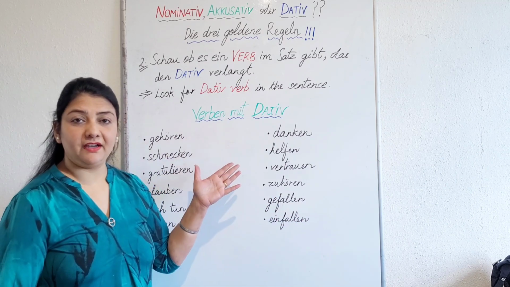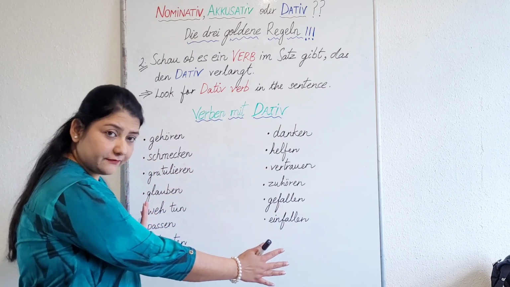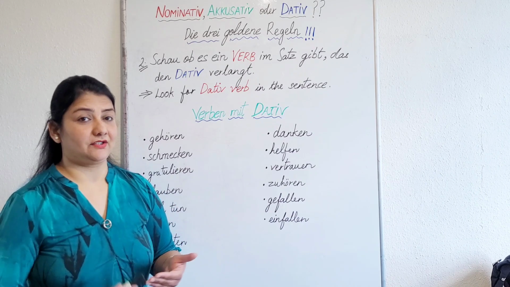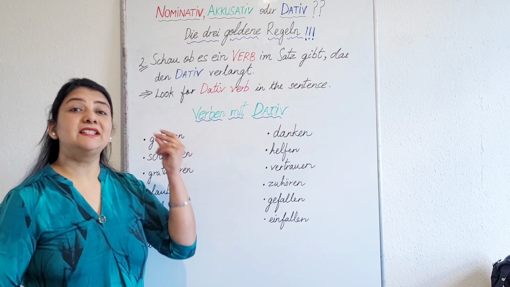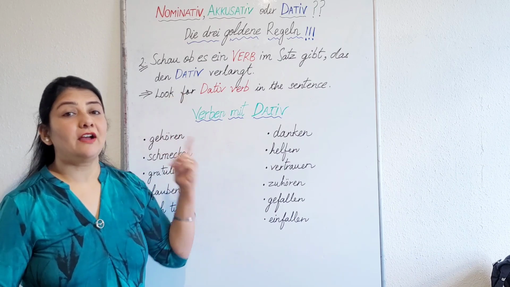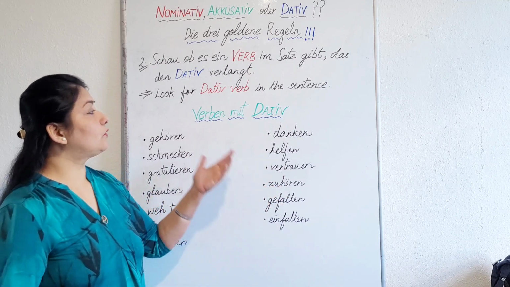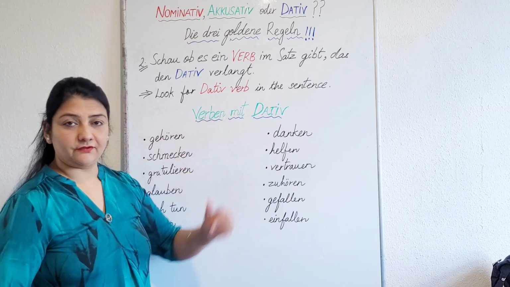So my tip here would be that you make a list of dative verbs and then you remember them by heart, so that whenever you see such a verb in a sentence, it strikes in your mind that, yeah, this is a dative verb and you have to use dative case now. Yeah? So let's see, what are these verbs? Lass uns zusammen die Verben mit Dativ schauen.